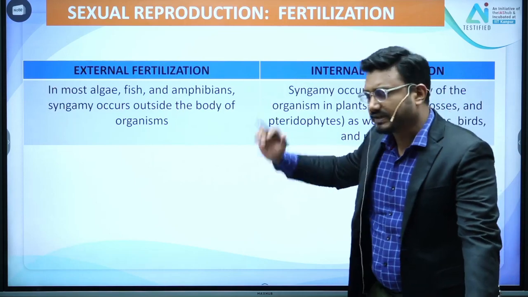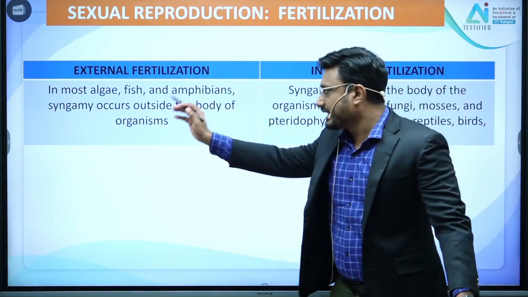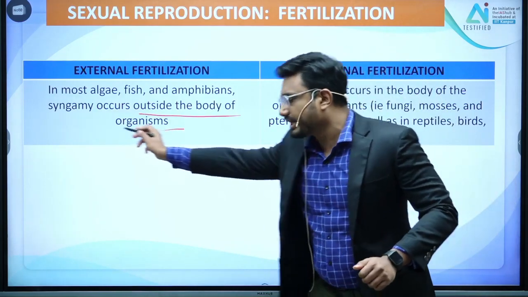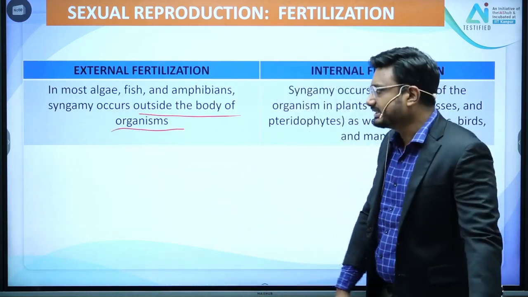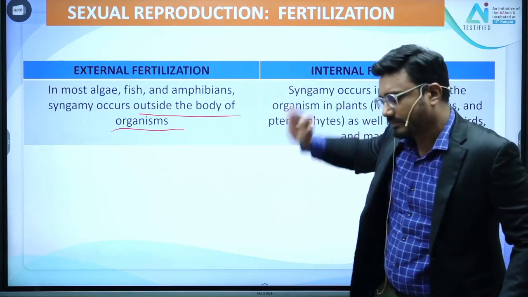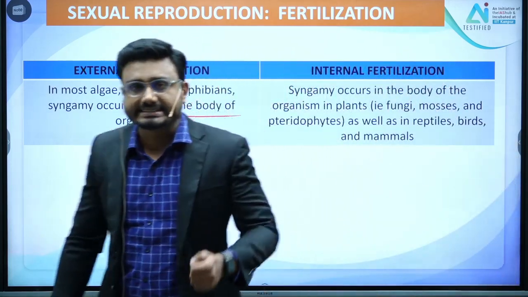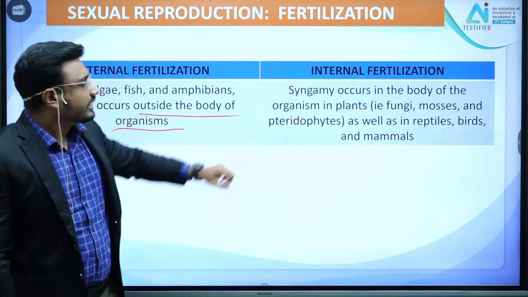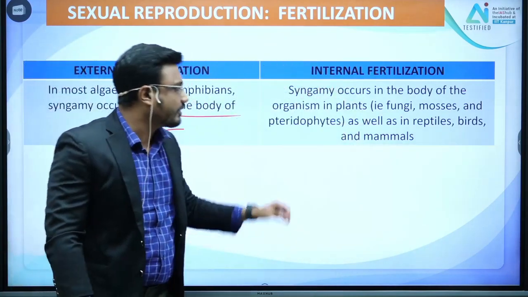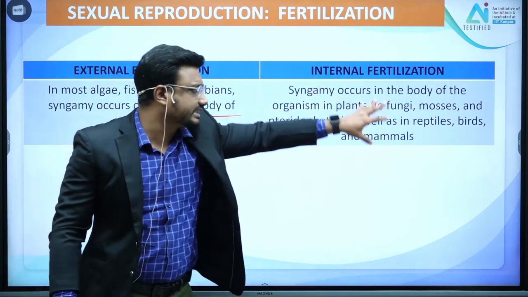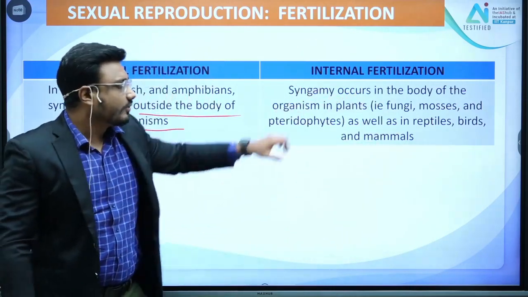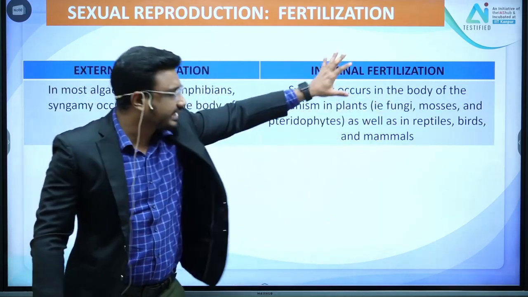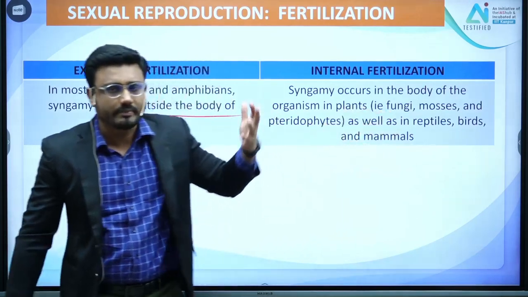In external fertilization, in algae, fish and amphibians, the syngamy occurs outside the body of the organisms. That is, the fusion occurs outside the body of organisms in external fertilization. Whereas internal fertilization occurs inside the body of the organisms, in plants such as fungi, mosses and pteridophytes, and it also happens inside the body in reptiles, birds and mammals.